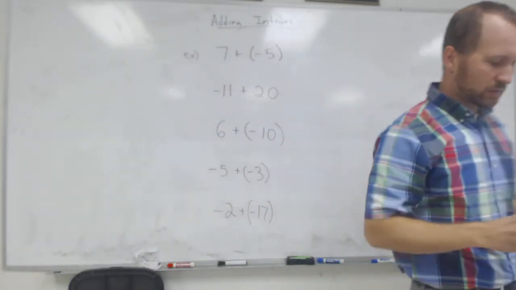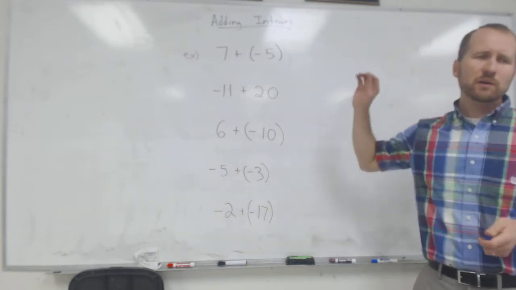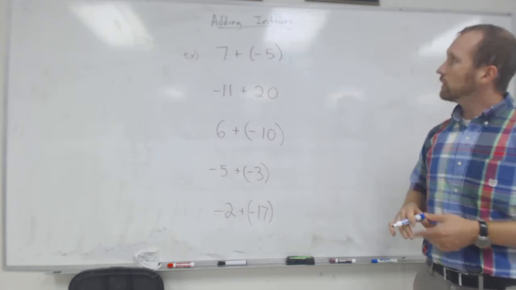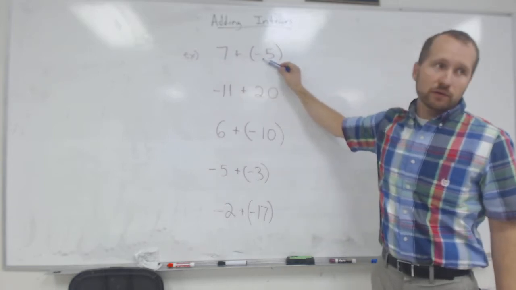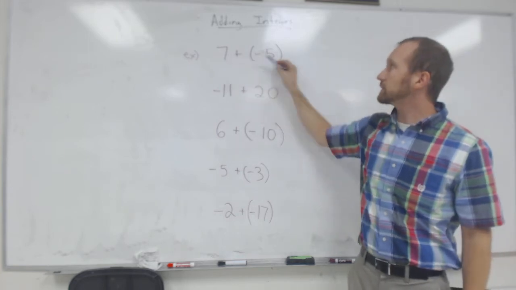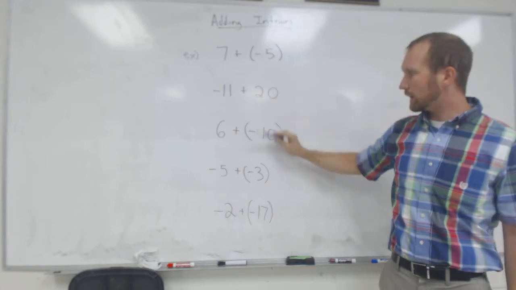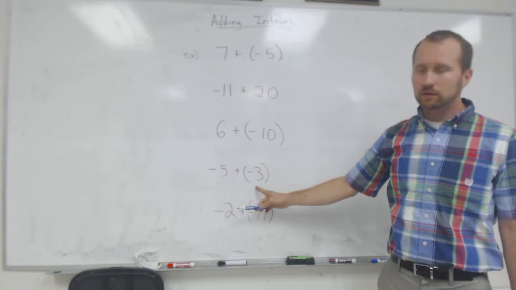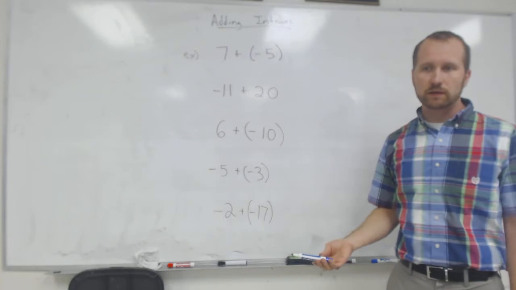So several examples. Let's look at all the examples together. Which ones are we going to add? Which ones are we going to subtract? The first one, how do we know? We're going to subtract. Do you see how they have a positive and a negative? Because we have opposite signs. How about this one? Subtract. This one? Subtract. This one? Add, because they have the same sign. And this one? Add, because they have the same sign.